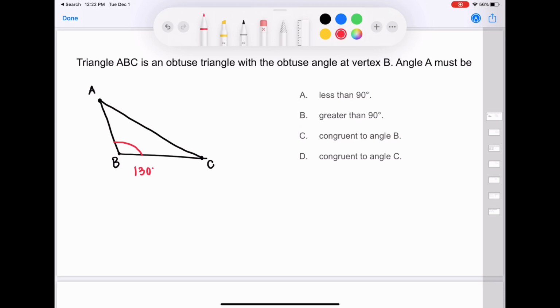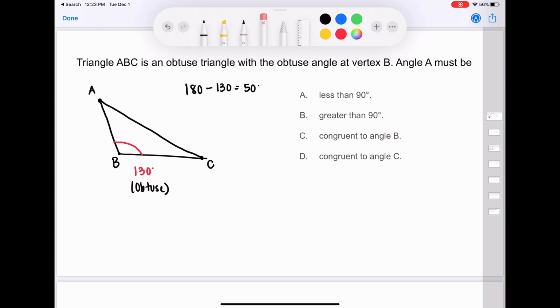then we can identify that we cannot have something else that is greater than 90 degrees. What I mean by that is we know that all the interior angles of a triangle add up to 180 degrees. So if we already have one angle, an obtuse angle, that is 130 degrees, 180 minus 130 gives me 50 degrees.